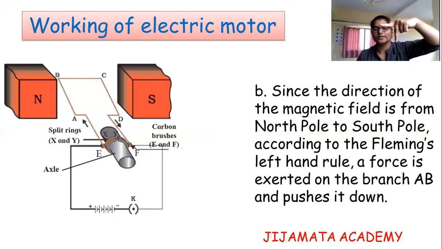It will push this AB branch in downward direction. According to Fleming's left hand rule, current in the branch AB is flowing in upward direction. Magnetic field is from north to south, and therefore this AB branch will be pulled in downward direction because of the force acting on it.